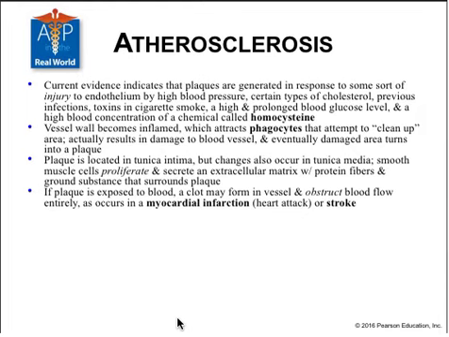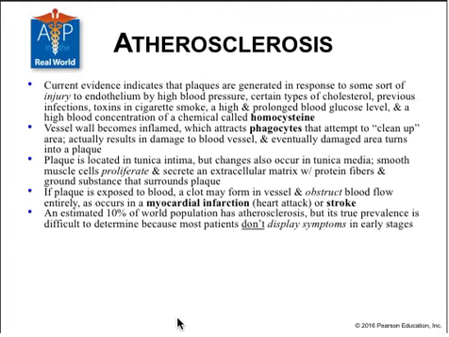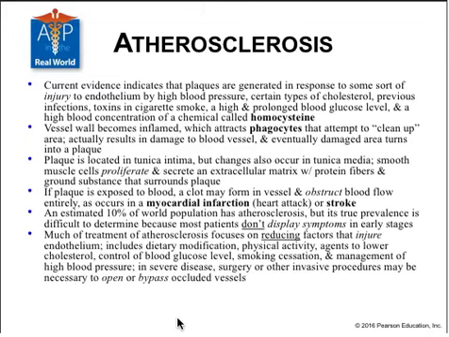If the plaque is exposed to blood, a clot can form in a vessel and obstruct blood flow entirely, as occurs in a myocardial infarction, which would be a blockage in the heart, or a stroke, which would be a blockage in the brain. An estimated 10% of the world population has atherosclerosis, but its true prevalence is difficult to determine because most patients don't display symptoms in the early stages.